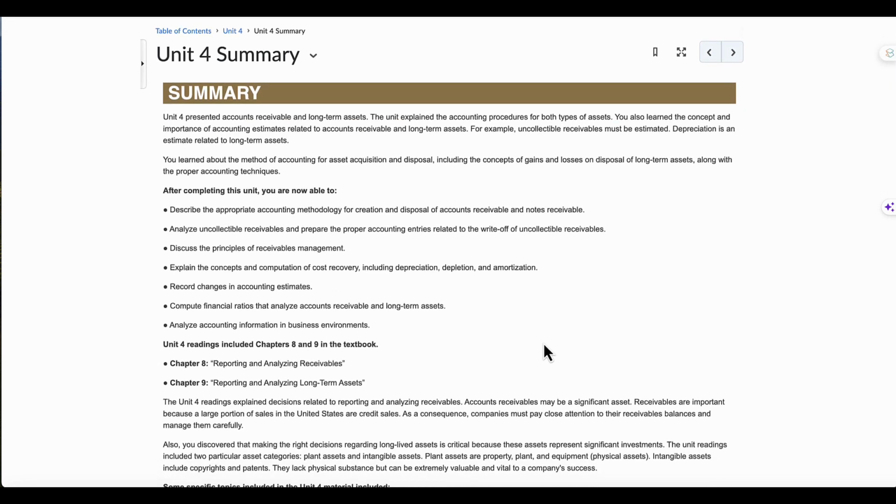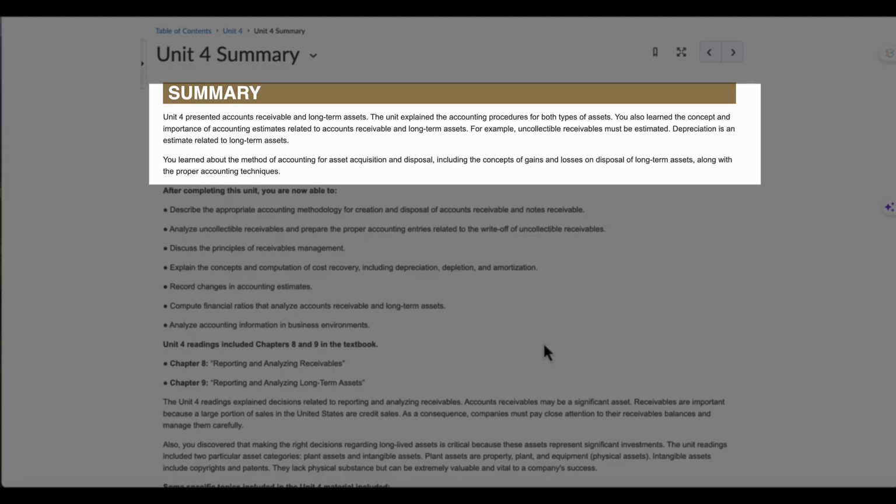And so basically, hopefully by the time you get here, you have learned how to present accounts receivable and long-term assets. You also know the correct accounting procedure for accounts receivable and long-term assets, and the importance of accounting estimates as they relate to these assets.